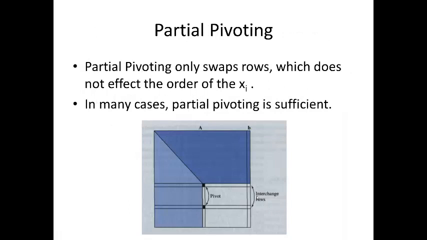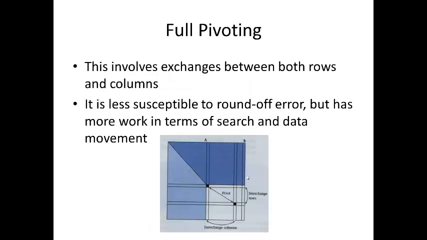For partial pivoting, we only swap rows, which does not affect the order of the x sub i. In many cases, this is sufficient. For increased numerical stability, the largest pivot element is used, which requires searching the partial column below the pivot element. To avoid division by zero, partial pivoting swaps the row having the zero pivot with one of the rows below it. To minimize the effects of round-off errors, the row that puts the largest pivot element on the diagonal is always chosen. And here you can see we're interchanging rows and pivots.